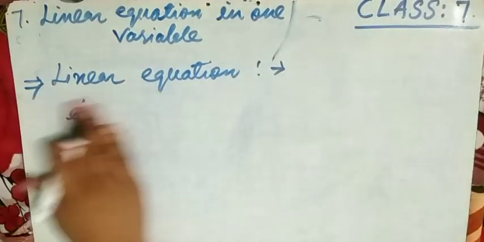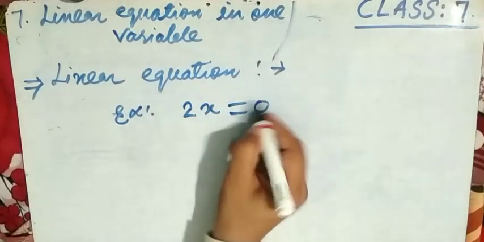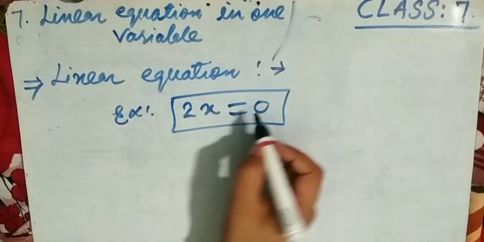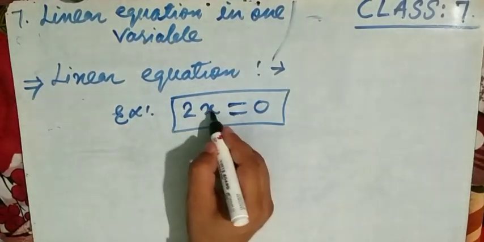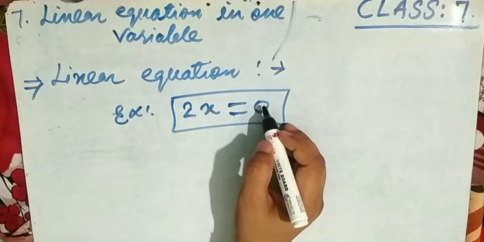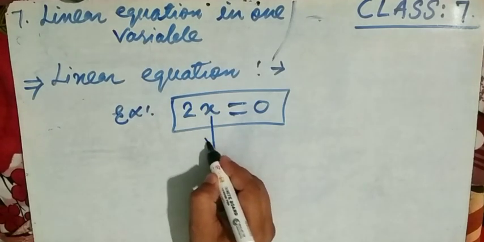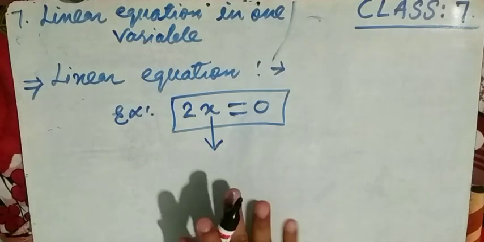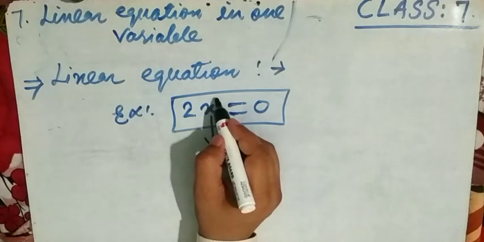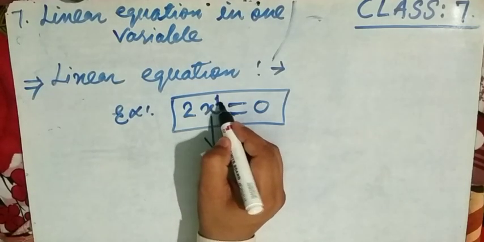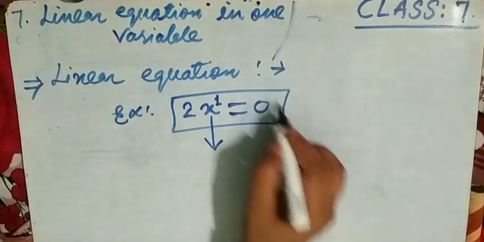As for example, see the example. Suppose 2x is equal to 0. First we check, is it an equation or not? Here there is 0, here is something, here is the left side. Yes, this is an equation. Why? Because there is a 0 and there is a variable and a constant. Now is it linear or not? See the variable. Here x is a variable or unknown quantity. The exponent of this x is 1, which is hidden. The 1 means linear. We can say the exponent of this variable x is linear, so this is called a linear equation.